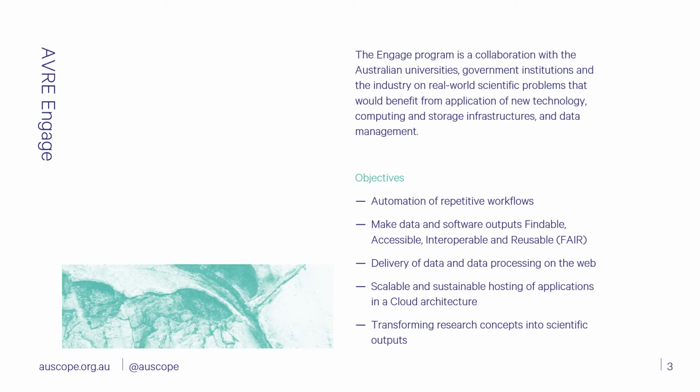AVRE Engage main objectives include automation of repetitive workflows, making data and software outputs findable, accessible, interoperable, and reusable, and generally transforming research concepts into scientific outputs. The first iteration of the Engage activity was very successful. It has seen a diverse spectrum of projects, including the establishment of a laboratory data catalog, enabling web access to legacy codes, containerization of virtual research environments for educational purposes, and an application user experience improvement project.